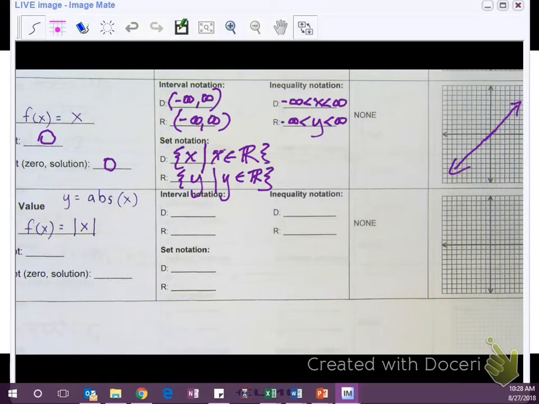Please pay careful attention to this. In both of these inequality notations and set notation, if I'm asking for the domain and you put a y in there, it's wrong. If I'm asking for the range and you put an x in there, it's wrong. So make a special note that the x and the y have to be in the correct place, here and here, so you'll have that correct. And no asymptotes in this one.